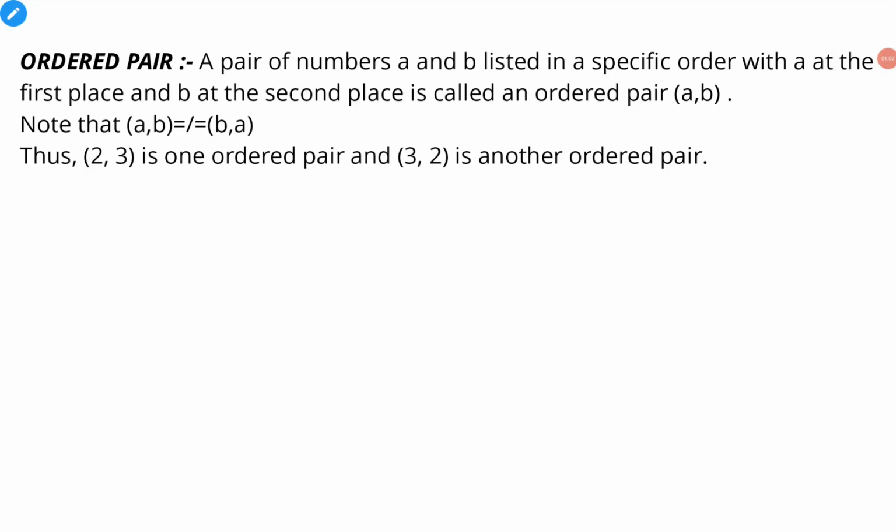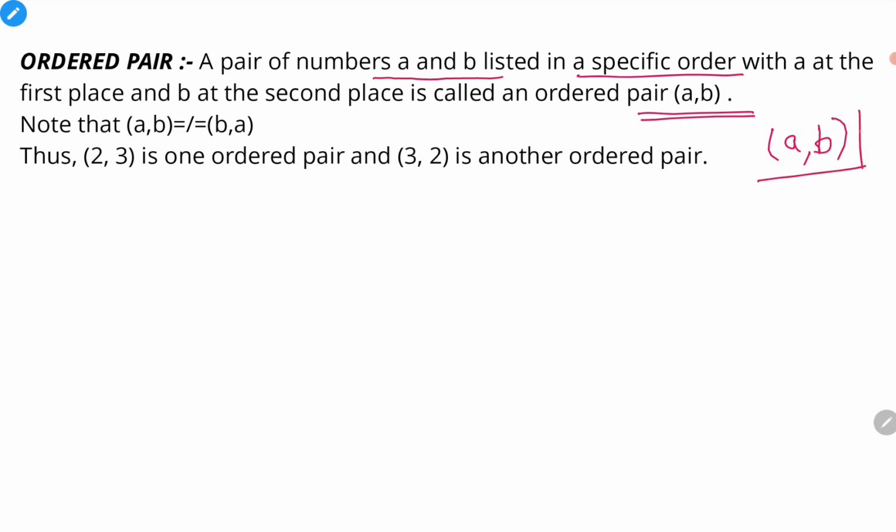So the first term in this chapter is ordered pair. What is this ordered pair? You will always come across this ordered pair thing in this chapter. Okay? A pair of numbers A and B. In this ordered pair, there are two numbers used, A and B, listed in specific order. They are always listed in a specific order, first place and second place. Like this, you can see one number in the bracket, you write one number, and after that you give a comma and you write the second number.